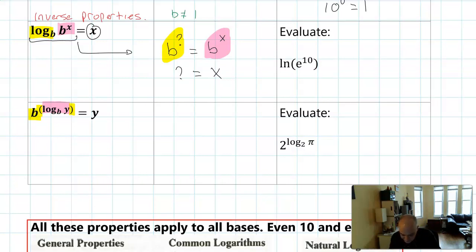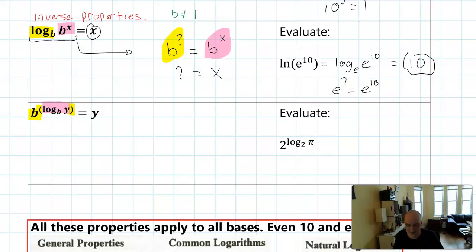How is that useful? Well, say you have a natural log of e to the 10th. Natural logs are really hard to evaluate. How do you do it? And e to the 10th, I don't know what that is. Well, remember that this is log base e of e to the 10. And by the property, we can just say that this is equal to 10. That's all you need to say. But if you did want to show the work, this is saying e to the what equals e to the 10. Well, it has to be 10.